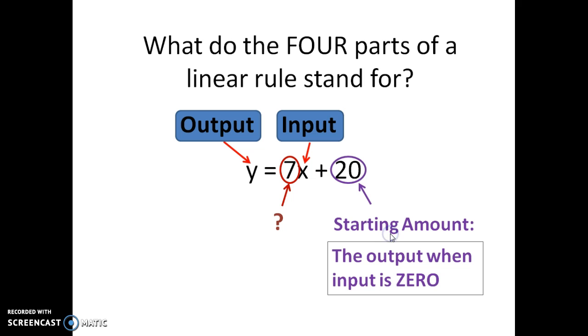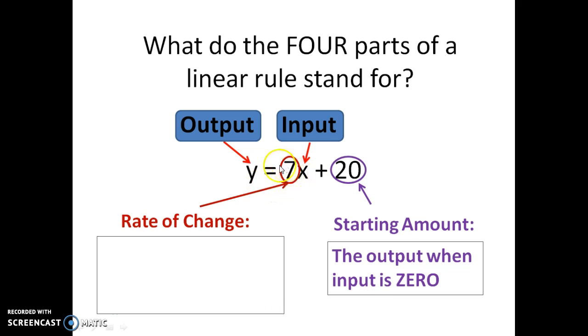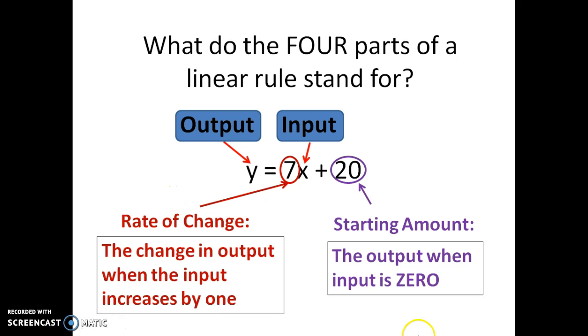So the 20 is our starting amount. That's the amount or the output when the input is 0. And the 7, or the number in front of x, which this time just happens to be 7, is the rate of change, which is the change in the output when the input increases by 1.